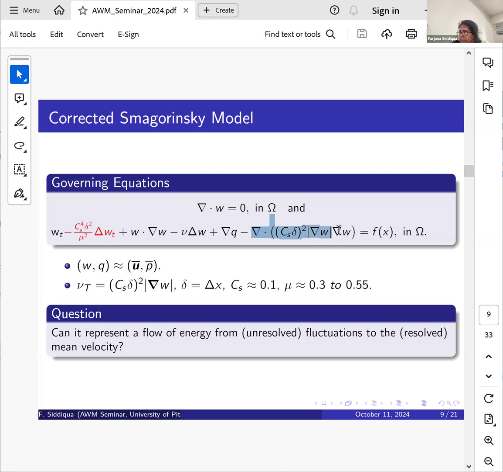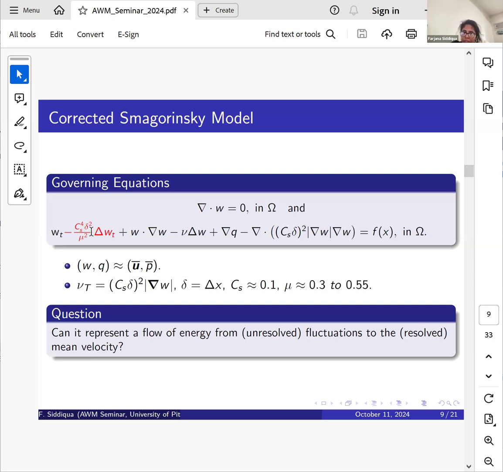But this new term is the Smagorinsky model. We are okay with that. But the red term is the newest one in the corrected Smagorinsky model. And nu is kinematic viscosity, nu t is turbulent viscosity, delta is the length scale or mesh size.